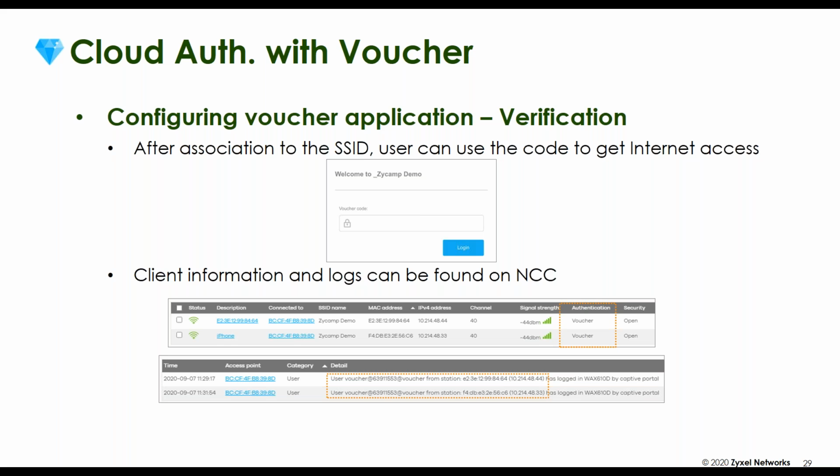So if you have a look at the AP event logs, you'll see that obviously the authentication method is a voucher. It says what the voucher code is, and the MAC address and the IP address of the device as well. So again, that traceability, so you know that the voucher has been used on a specific device.